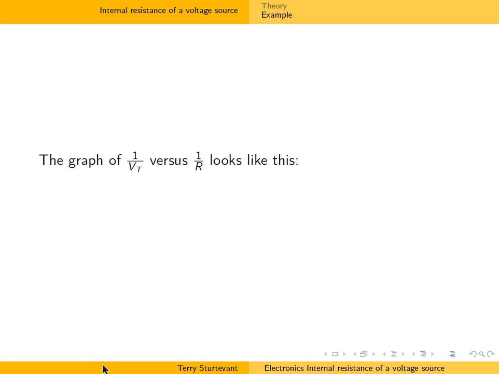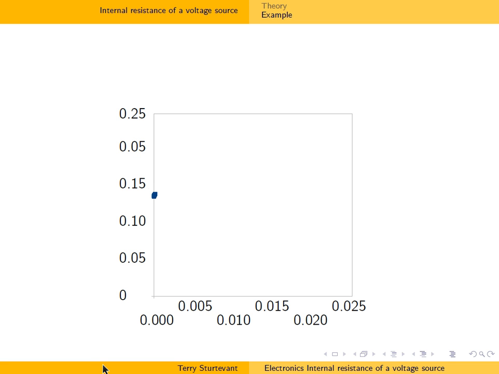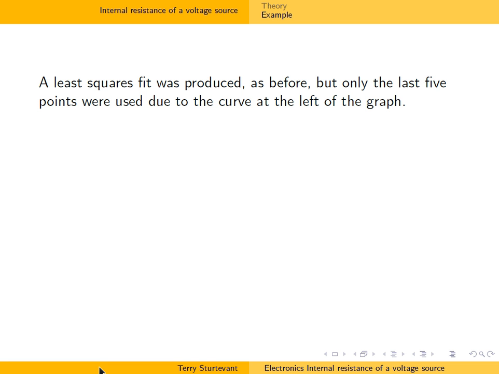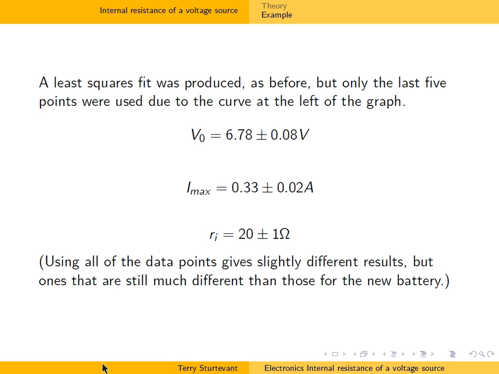The graph of 1 over VT versus 1 over R looks like this. You'll notice it's a steeper slope. And that steeper slope, compared to the last one, indicates that the internal resistance is much higher. In other words, there's a bigger change in output voltage as the current changes. Another least squares fit was produced, but only the last 5 points were used, because if you noted on that last graph, there was a little bit of curve right at the left of the graph. This gives an output voltage of about 6.8 volts, a maximum current of about 0.33 amps, and internal resistance of 20 ohms. Using all of the data points gives slightly different results, but they're still much different from those for the new battery.